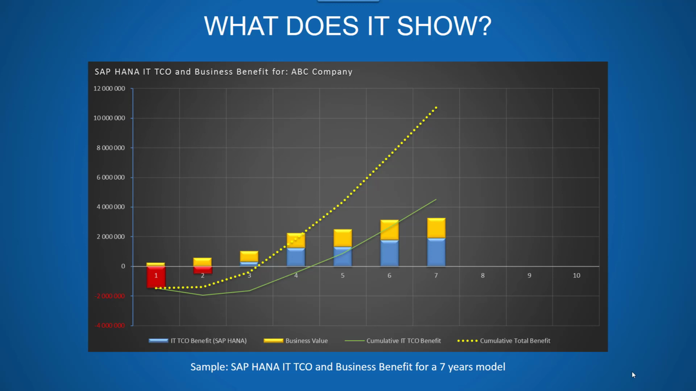And then the point is to see where does the dotted line cross the 0 point, and at that point it actually becomes more cost effective to run HANA than to stay on your existing system.